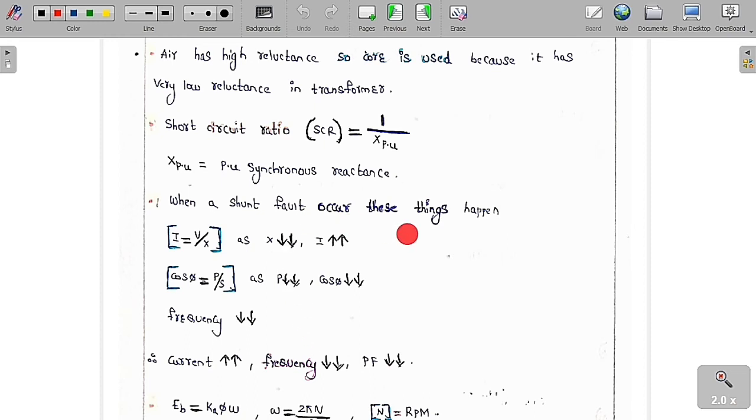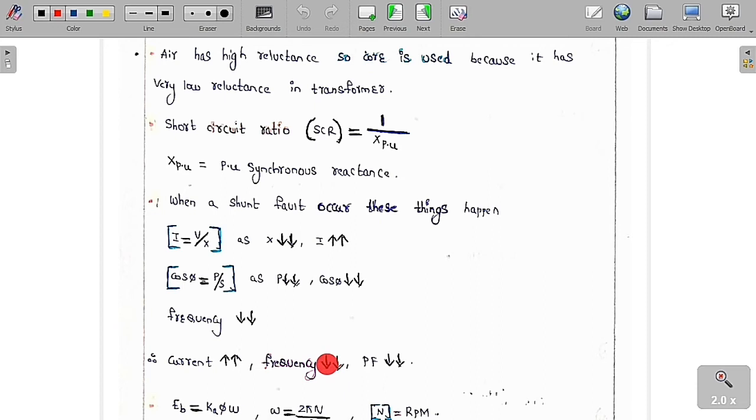Whenever a shunt fault occurs in the power system, current is equal to V by X. Because whenever a fault happens, the reactance will decrease, and as the reactance decreases, the current will increase. The power factor is equal to P by S, so the power value will decrease, therefore the power factor will decrease, and the frequency will also decrease. So the current will increase, the power factor will decrease and the frequency will decrease.